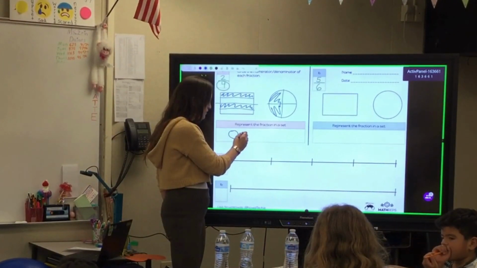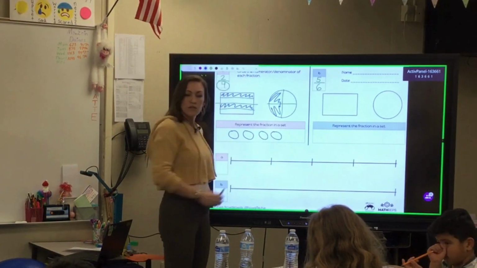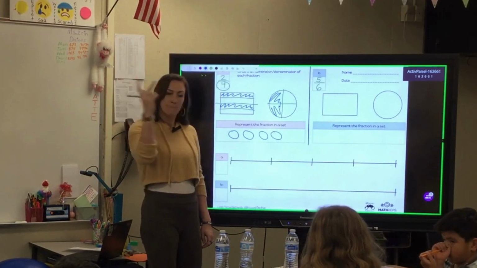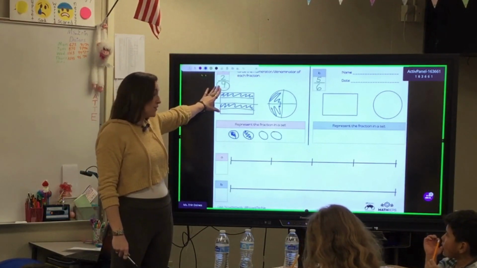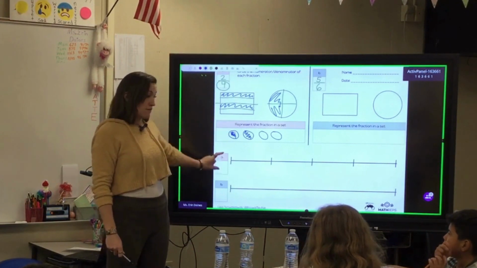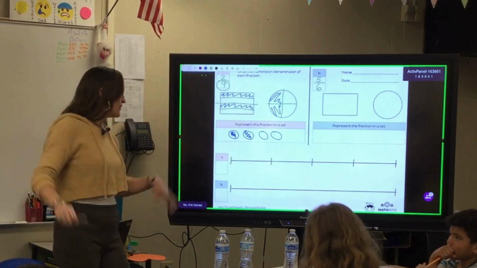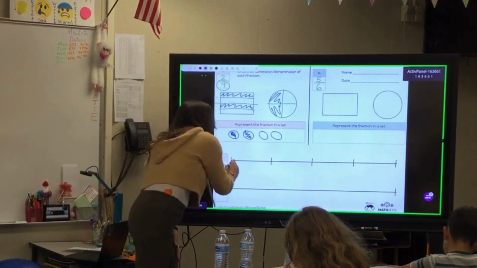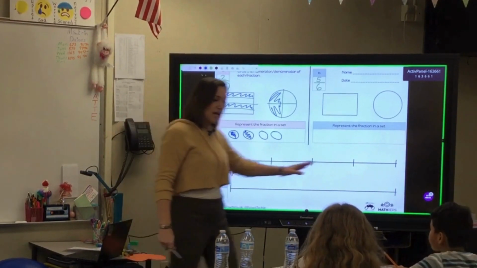Now, 1, 2, 3, 4 shapes drawn. And then how many should I shade, my students? 2. We have officially represented 2 fourths in the model. We've represented 2 fourths in a set of fractions. Now, where do you think we're all going to go, my students? Number line. So this first number you're going to write is 0. It ends at 1.